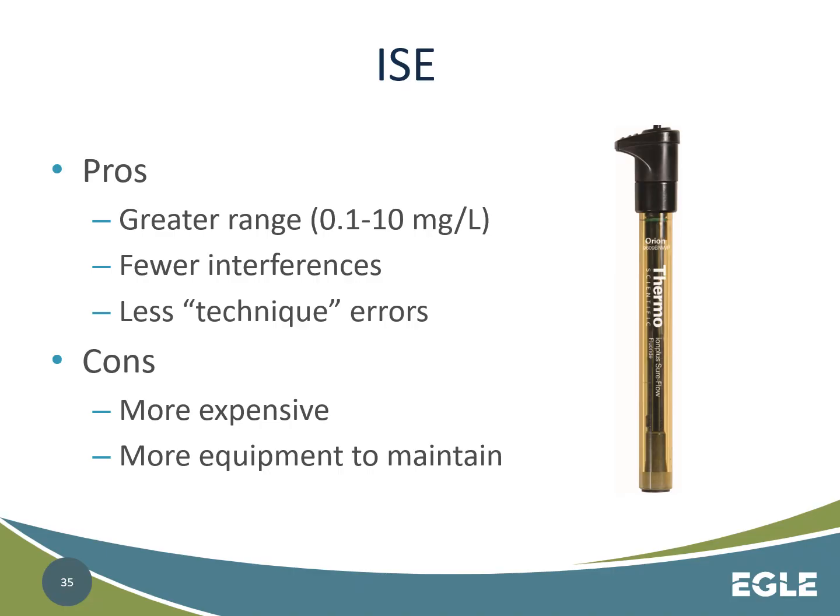Though the reason why some water plants choose not to do it is because it's more expensive and there's more equipment to maintain. Because when the probe's not being used, you do have to ensure that it is being stored properly in the right solution to ensure that it has proper functionality in the future. Typically, these are in DI water, because they're ion selective. If they're in an ionic solution, it could interfere with the reads in the future.